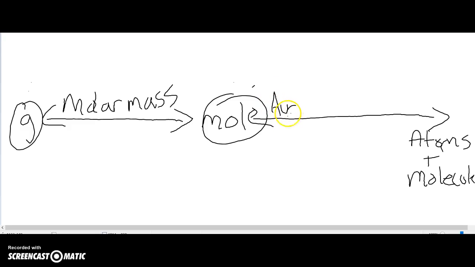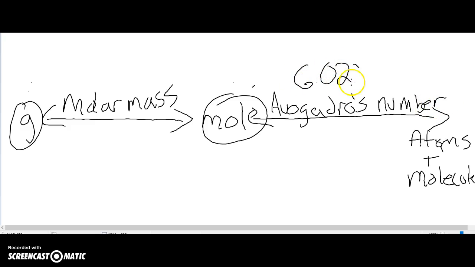Now on this other arrow on the right-hand side, you should write Avogadro's number. And that's 6.022 times 10 to the 23. That's what we're going to use when we're converting from moles of something to atoms and molecules of something, or vice versa, from atoms and molecules to moles. Because remember, that number is a counting unit. That's how many of something we have.